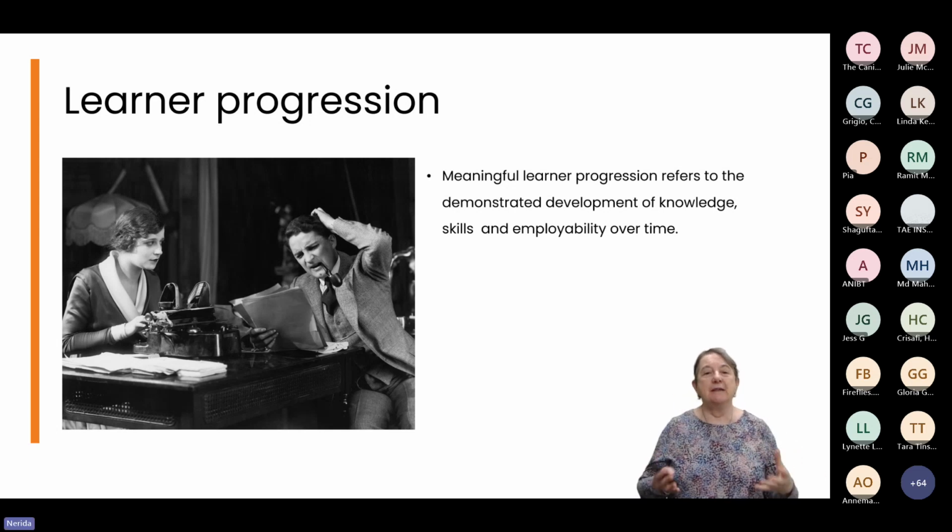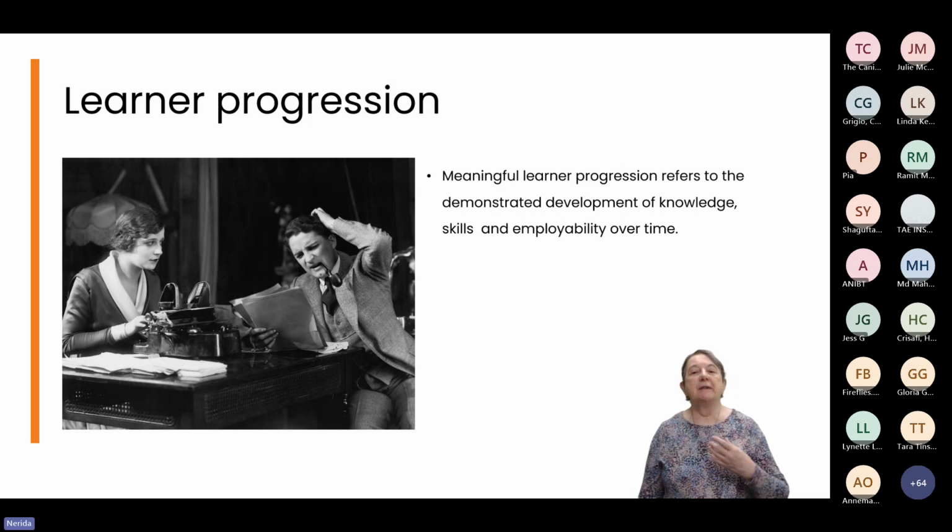So part of all of this is about learner progression. And this is where things get real. Meaningful learner progression means not just waiting until the end of the course to find out if someone's got it. We want to see learners growing, improving, and getting more confident as they go, not just cramming everything into the night before the final assessment.